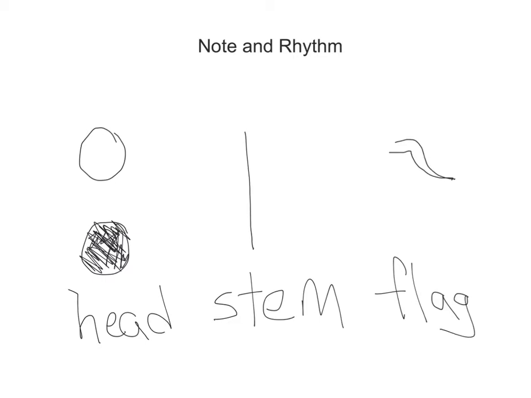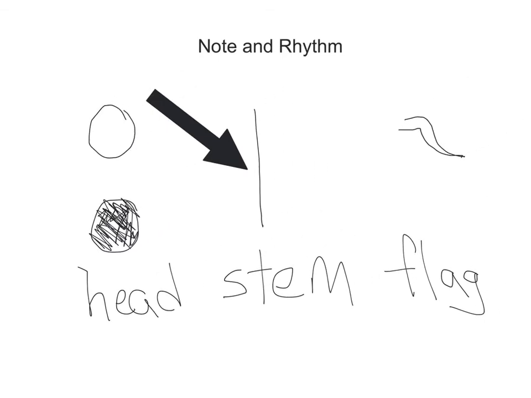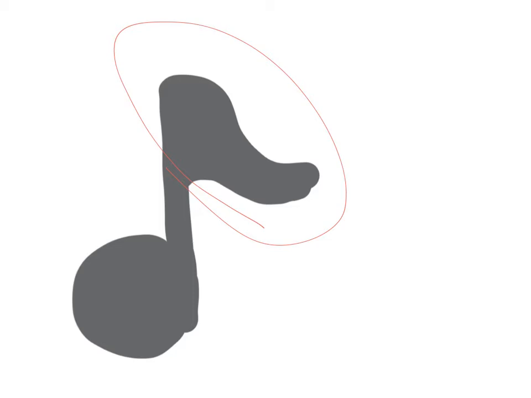Now the reason they call this a flag is because when you take this and you put it against that, it makes it look like a flag on a flagpole, kind of like this. So here's our flagpole, and here's our flag. And then you add your note head. And anytime there's a flag, the note head is always colored in.